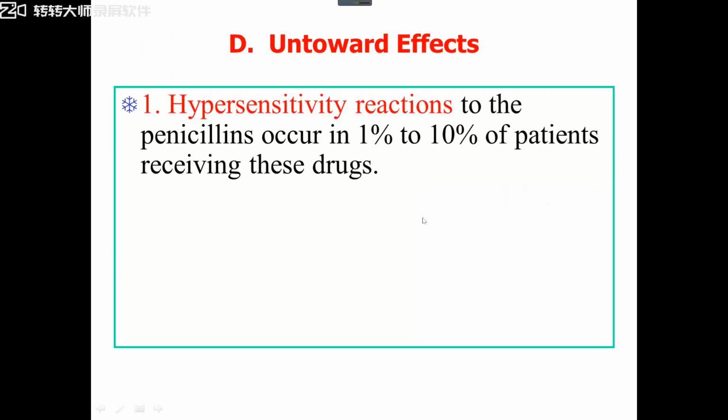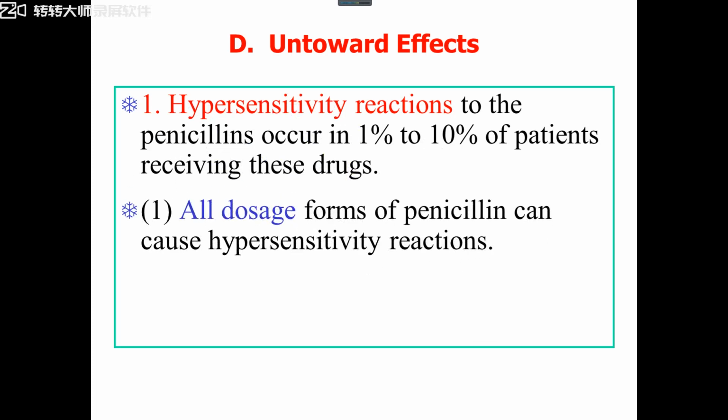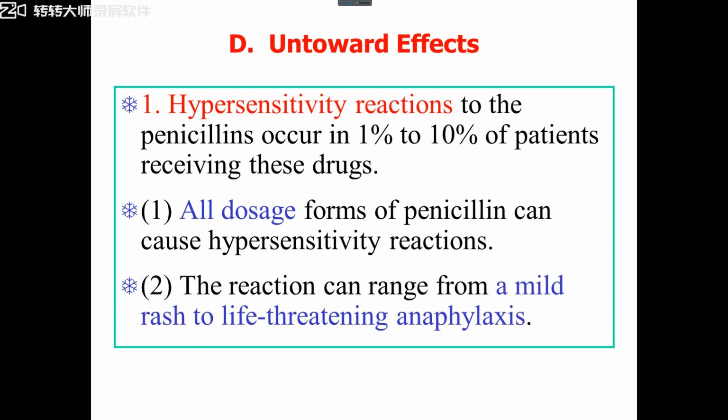Okay, so the adverse reactions of penicillin G. The most common adverse reaction is the allergic reaction. Hypersensitivity reactions to the penicillins occur in 1 to 10% of patients receiving these drugs. These reactions can range from a mild skin rash or edema to life-threatening allergic shock.